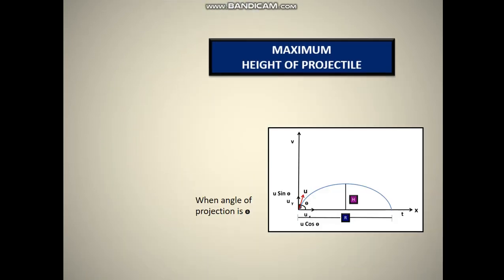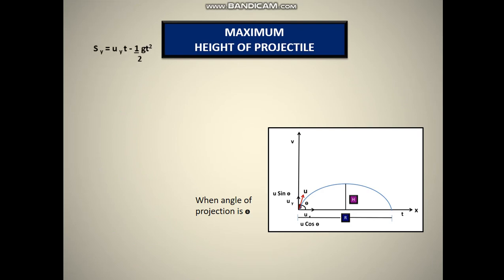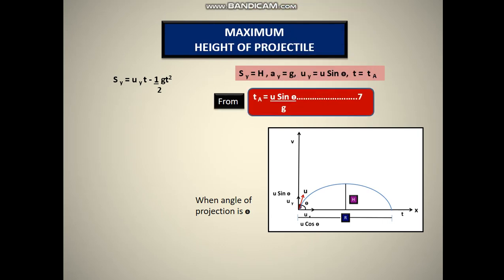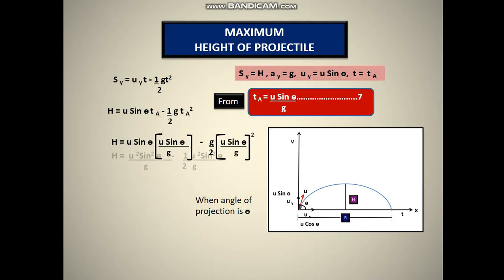Now let us talk about the maximum height of the projectile. So Sy is uy t minus half g t square. We take the y direction. So we put Sy as H, height, ay is g, uy is u sine theta, t is equal to TA. From TA, time of ascent, u sine theta upon g, substituting in the value, H is equal to u sine theta TA minus half g TA square. So you get H is equal to u sine theta upon g minus g by 2 into u sine theta upon g, the whole square, and you get H is equal to u square sine square theta upon g minus half u square sine square theta upon g.